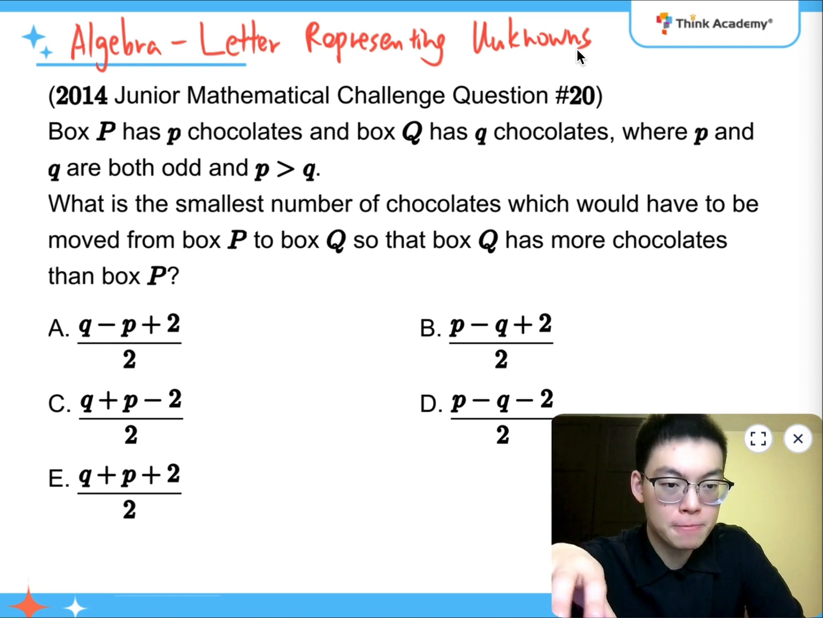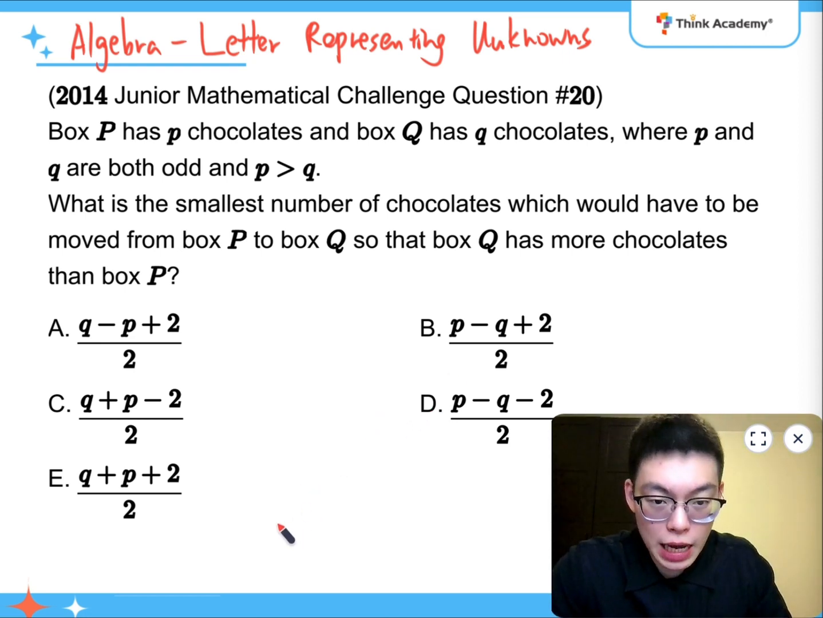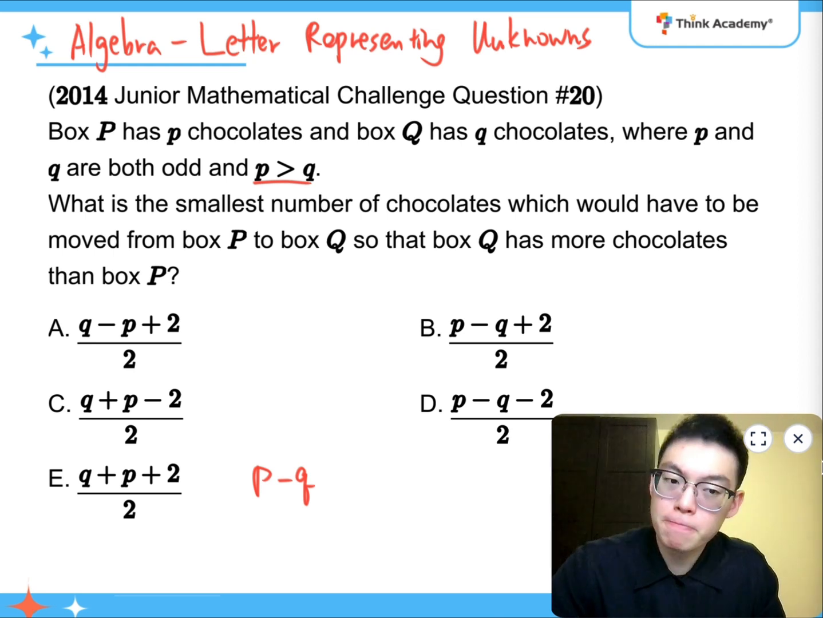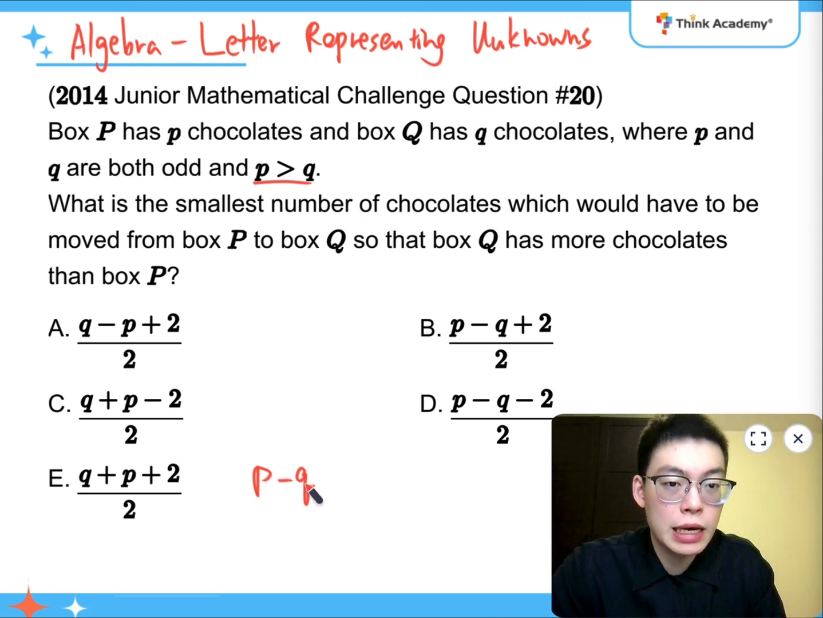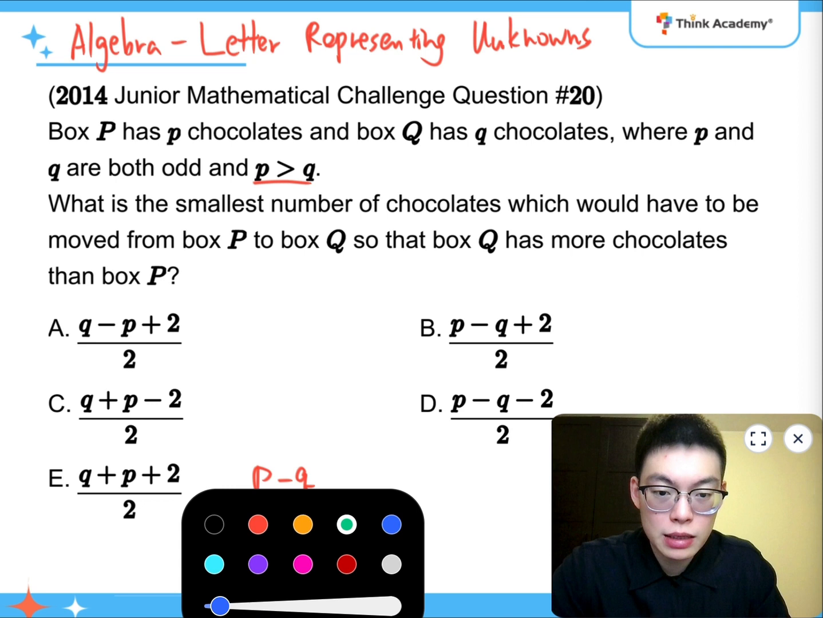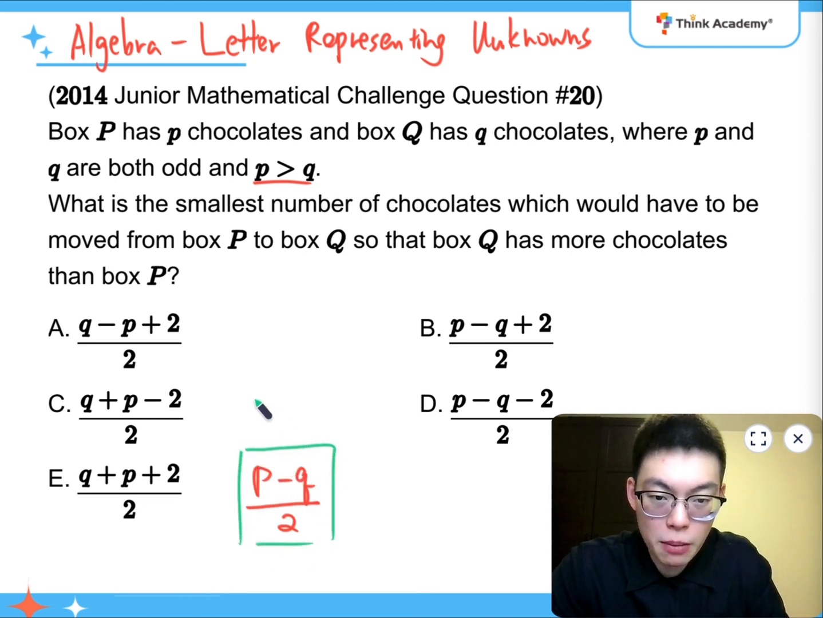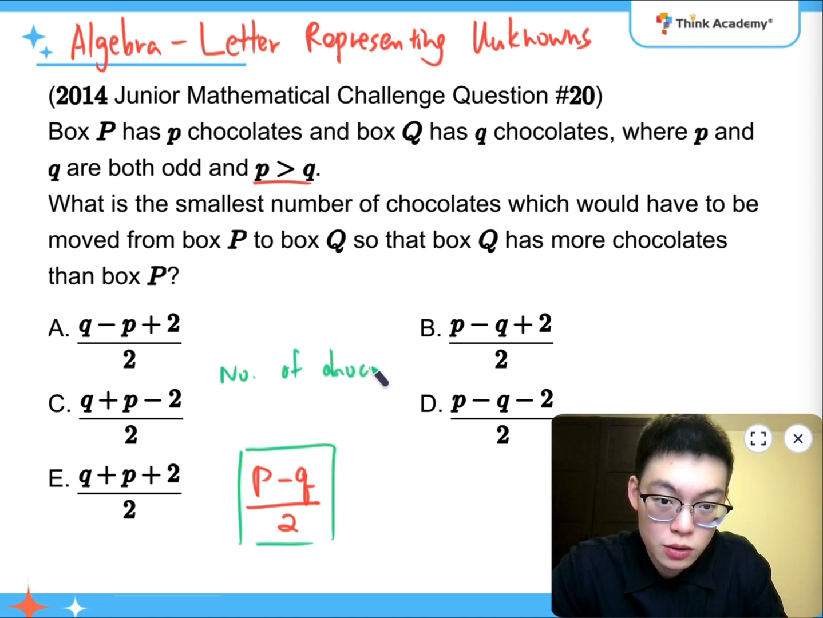And then you need to move 1 more chocolate to make sure that the originally fewer box now has more chocolates. Okay, so basically the first step is that we can find the difference between the 2 boxes, which is P take away Q. So that's the difference in the number of chocolates between 2 boxes. And if you divide it by 2, it means that this is going to be the number of chocolates moved to balance the 2 boxes.